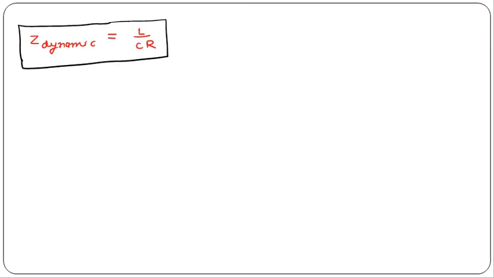So dynamic impedance is given by Z1 squared by R. If we substitute, we get L by CR. This is the impedance offered by the practical tank circuit under the resonance condition. Now in case of an ideal tank circuit, there will be no resistance.